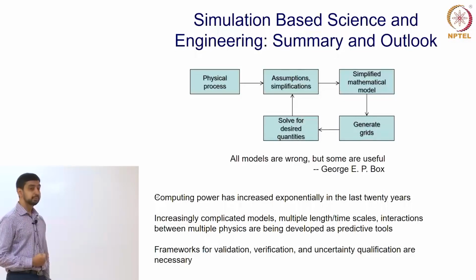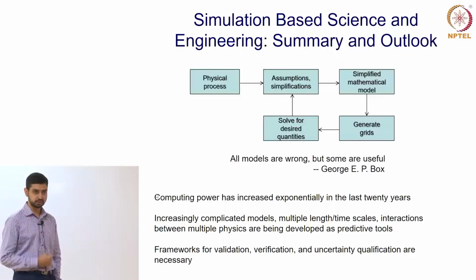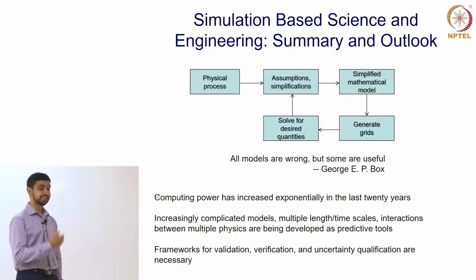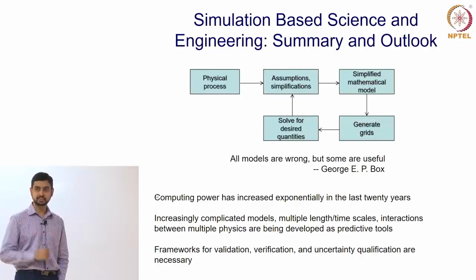Again, since these are predictive capabilities, we have to be careful in interpreting the results, and there have to be rigorous frameworks for validating and verifying these models. And moreover, like I said, we have a deterministic worldview, but the world is not deterministic, right? I mean, there is a lot of uncertainty in the world. So, there have to be rigorous approaches to quantify this uncertainty so that we can use these computational models in a truly predictive sense.